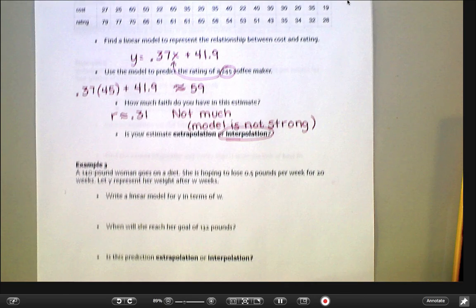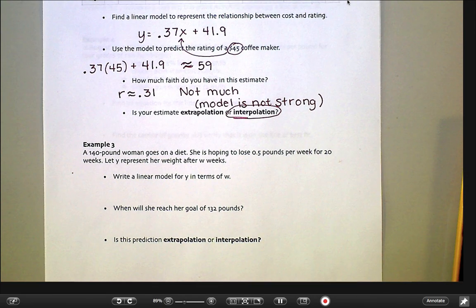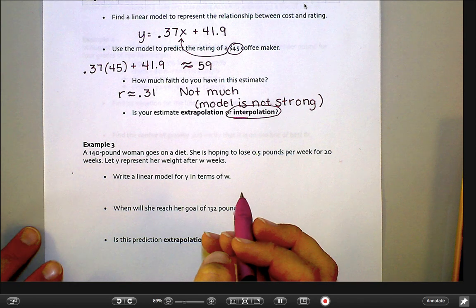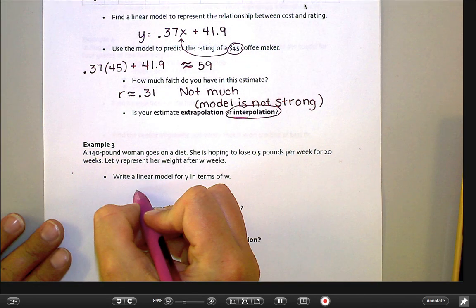Okay, so let's look at this next one. This next one should ring true just like Algebra 1. It should sound a lot like stuff you did last year. We've got a 140-pound woman going on a diet hoping to lose 0.5 pounds per week. Okay, and we want to write a model for Y, which is her current weight, in terms of how many weeks it's been. So here's how I always start this.